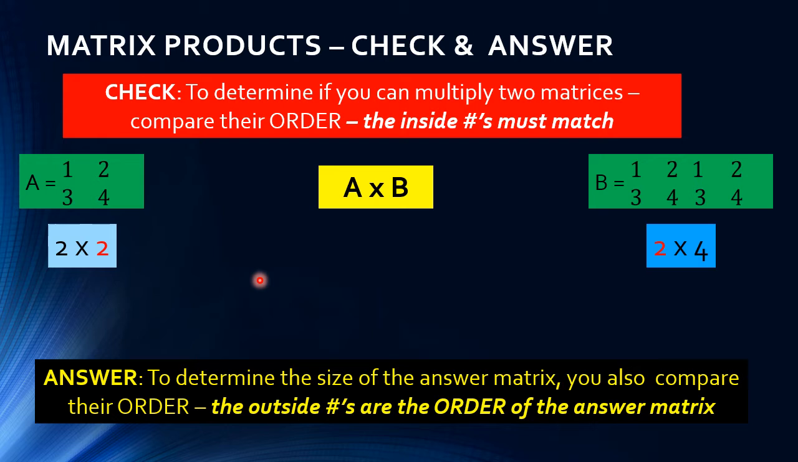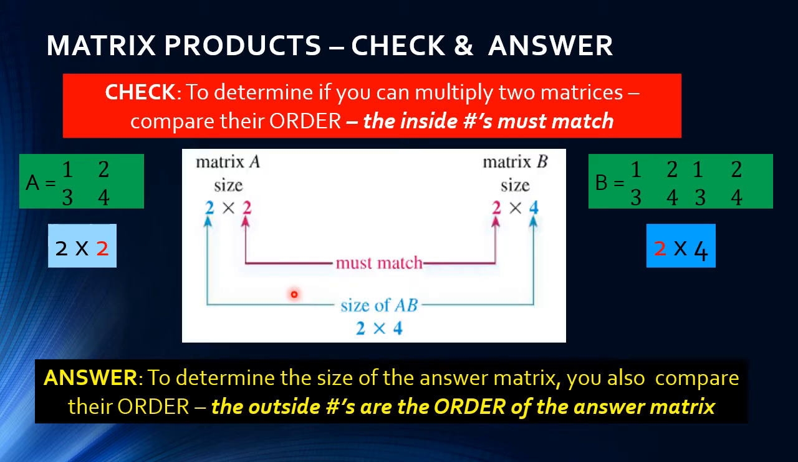To determine the size of the answer matrix, you also compare their orders. The outside numbers are the order of the answer matrix. So in this case, the outside numbers are 2 in A and 4 in B, so our answer matrix is going to be a 2 by 4 matrix. So we're going to have 8 entries. Again, looking at it a different way, the inside numbers must match when you look at the orders, and if they do match, then we can find the size of the answer matrix by looking at the outside.